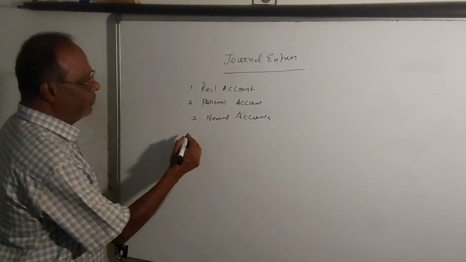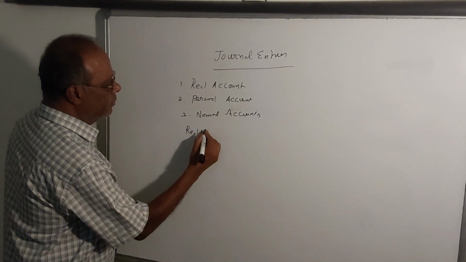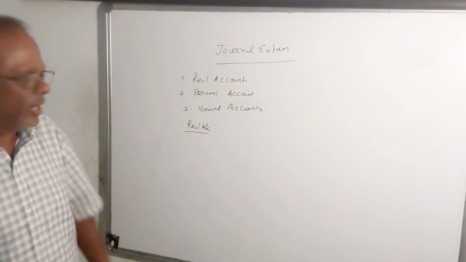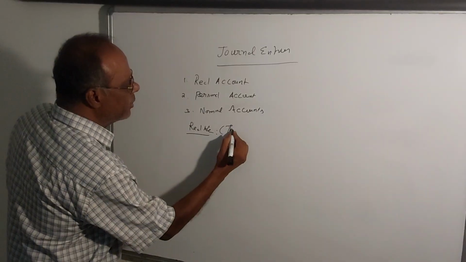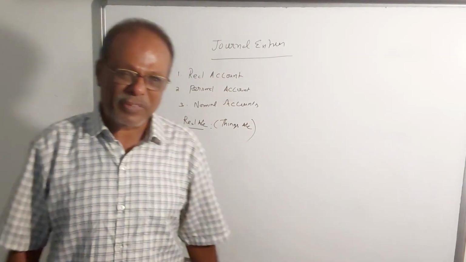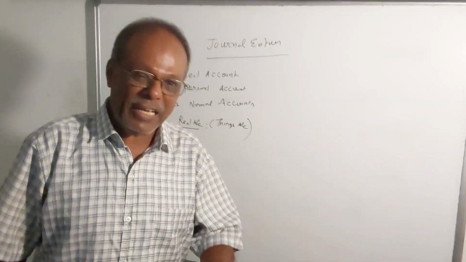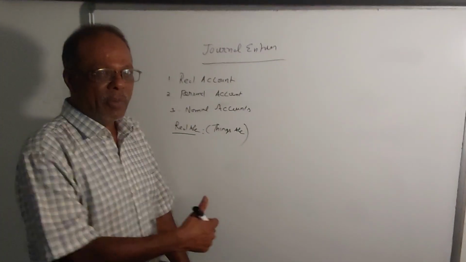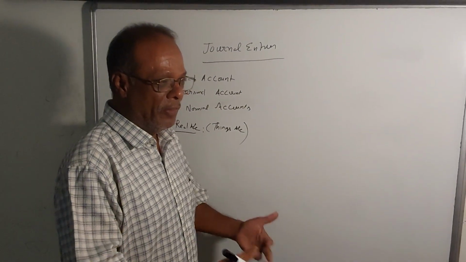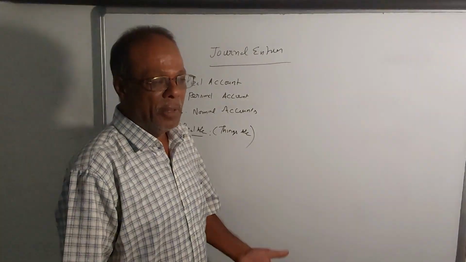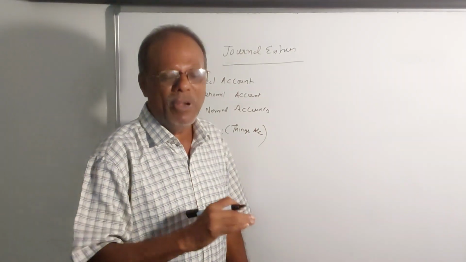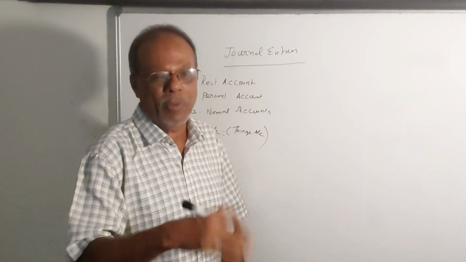Okay, take real accounts. What is meant by real account, students? Real account is otherwise called things account. Things are divided into two categories: movable and immovable. What is meant by movable? Take furniture: it can move from one place to another very easily. Building can't be moved because it is immovable property. That's why building never comes under movable. Building is immovable because it does not move from one place to another.